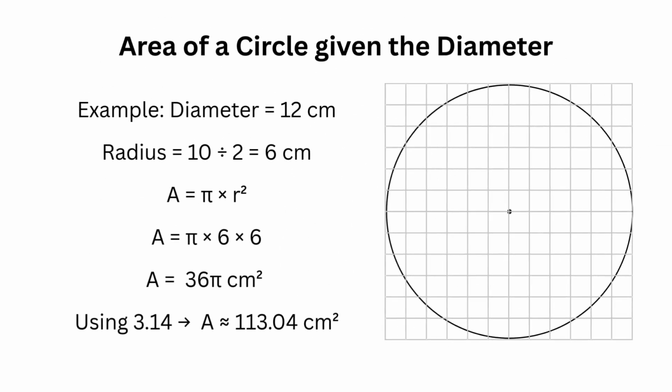With a diameter of 12 centimeters, we can't use the diameter directly to find the area, because the formula only works with the radius. So first we divide the diameter by 2 to get a radius of 6 centimeters. Now we can plug it into the formula. Area equals pi times 6 squared, which gives us 36 pi. If we use 3.14 for pi, the approximate area is 113.04 square centimeters.